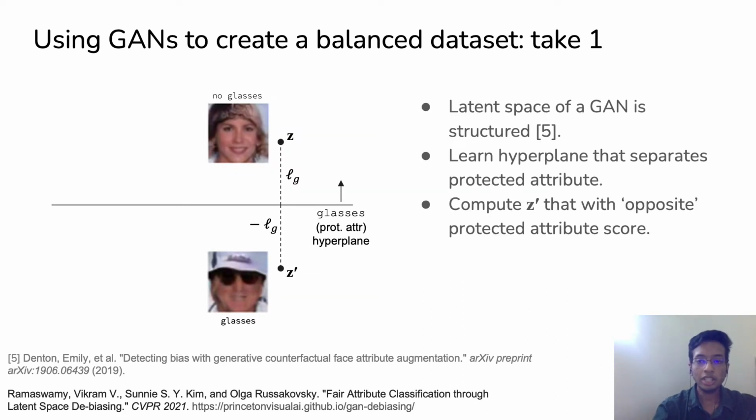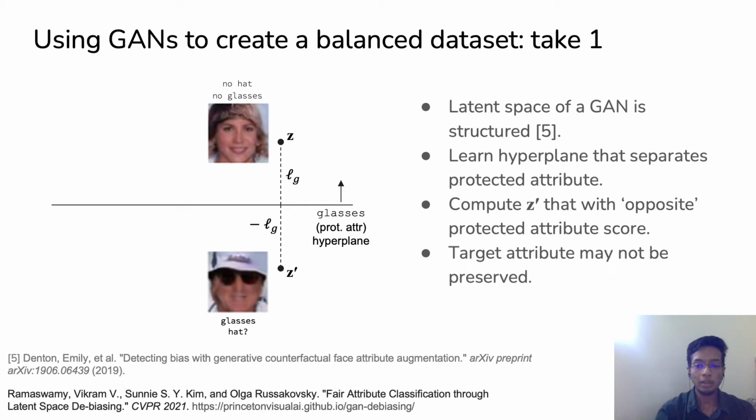An interesting observation made by Denton et al. was that the latent space of a GAN is quite structured, and in fact, most semantic attributes are approximately linearly separable in the latent space. This is our first idea. Using a linear SVM classifier, we can learn the hyperplane for glasses, as shown in the image. Now, given a latent vector z, we can compute a vector z prime that flips the glasses score. This allows us to compute pairs of images, one with glasses and one without.